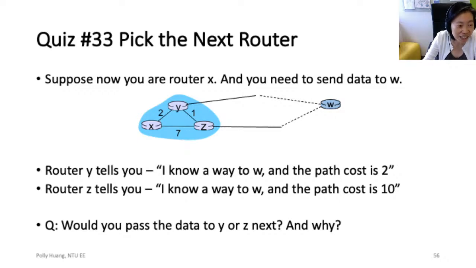I think Team 5 here is trying to answer quiz 32. In 32, it's obvious. Send it to Y, because Z has no idea. The chance is very low that data going to Z is going to reach W. So think about it. Which one would you pass the data to? Do you pass the data to Y or to Z for quiz 33?